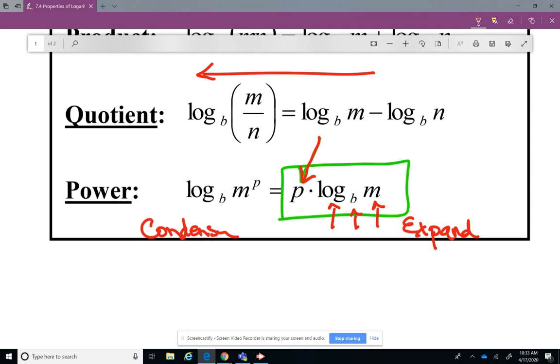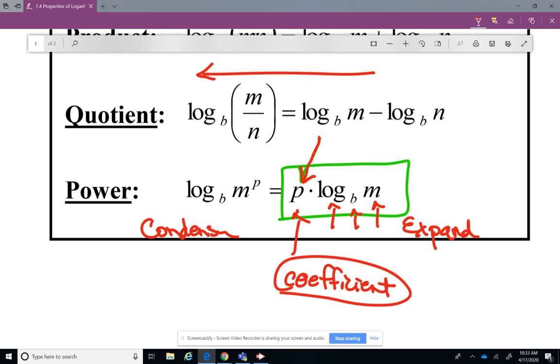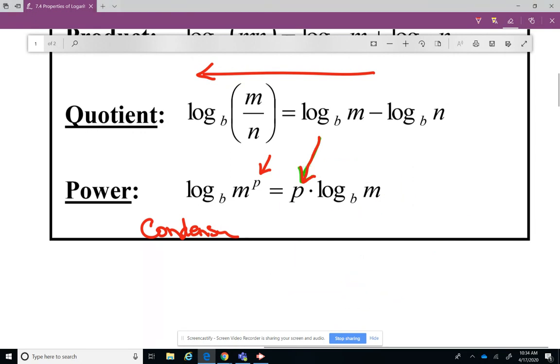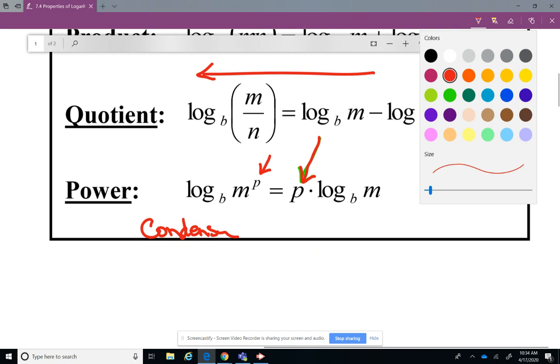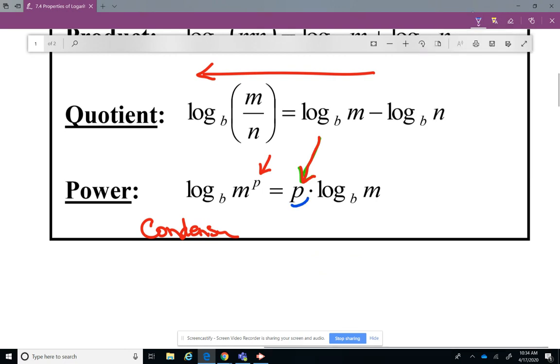All you do is take that p, which is your coefficient. That coefficient ends up being put as the power, in this case, for m. So let me get another color going. This p ends up going right here, and it becomes the power or the exponent of m, which is called the argument.